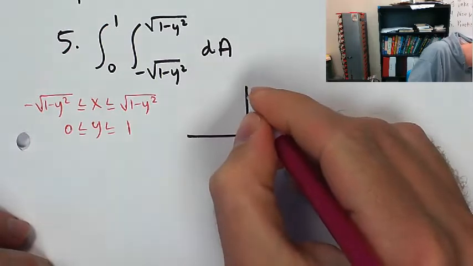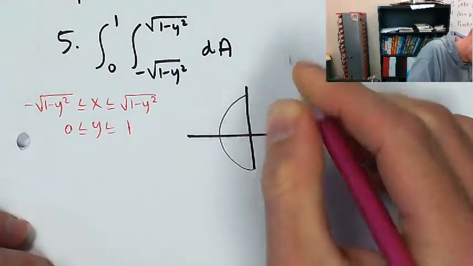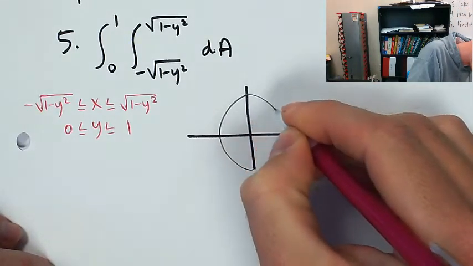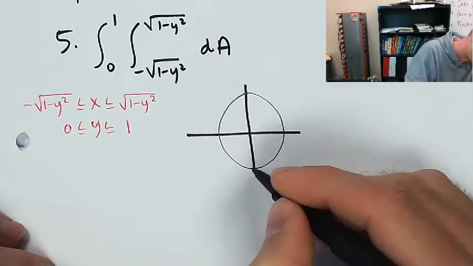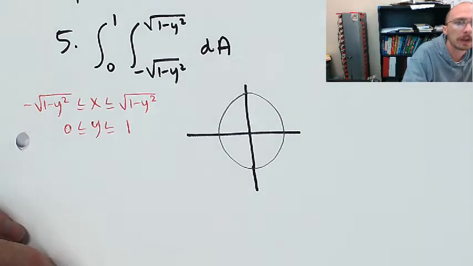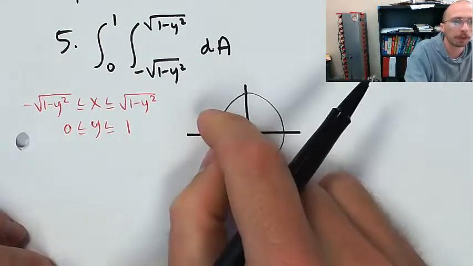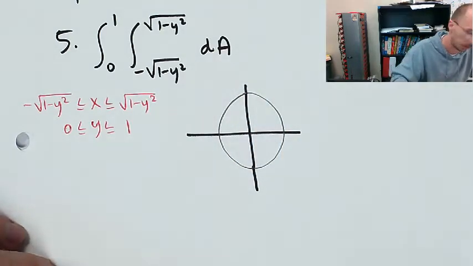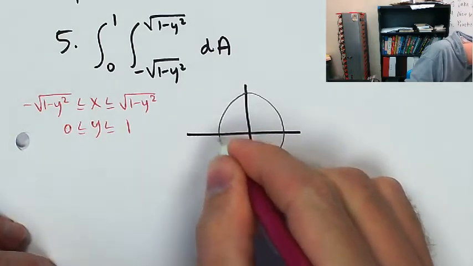All right, the left side of the circle is going to be like that. That's as good as I've got. And then the right side of that circle is going to be right there. All right. And so x is between these two curves, but y is between 0 and 1. So I know that I'm really only looking at that upper section, right?